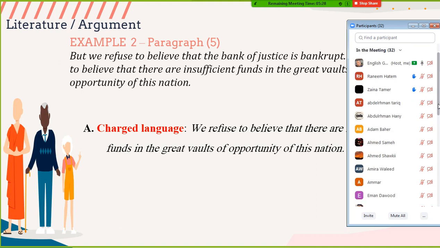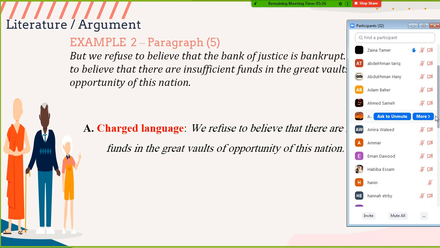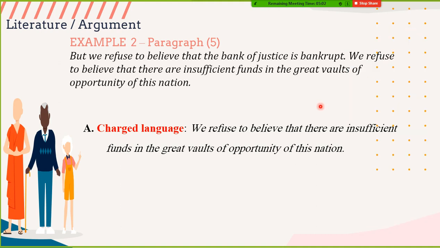Miss, can you say again? Analogy, where there is a comparison between similar things that are not alike each other. And I said it when I was reading. I said here we don't have a real thing. Insufficient funds in the great vault. Okay, this is one of them. We have another one.